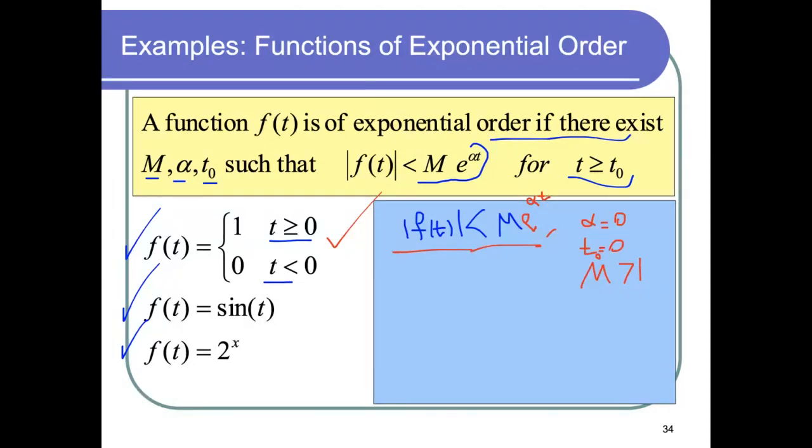You have to find it on your own. If you can find it, then you call it of exponential order. Here, I just gave you an example. You can pick m to be 100, 1,000, whatever you want. You can pick alpha to be any positive number such that m e to the power of alpha t is greater than 1, which is the actual value of the function.